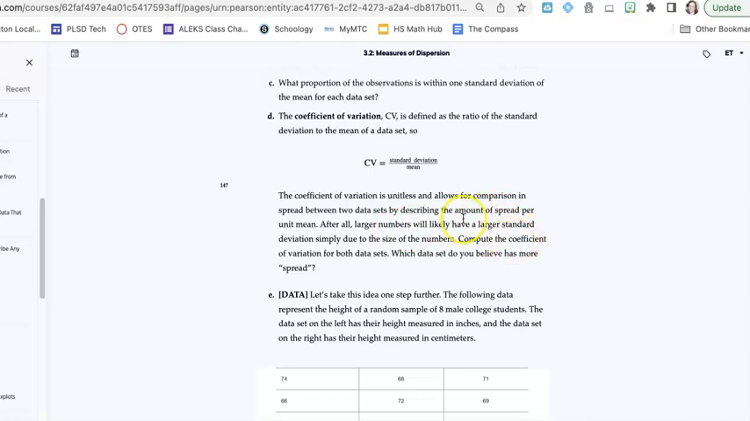So we already computed the coefficient of variation for the bonds. You need to do so for the stocks and then re-answer the question that you answered in part B. Which data set do you believe has more spread according now to these coefficients of variation?